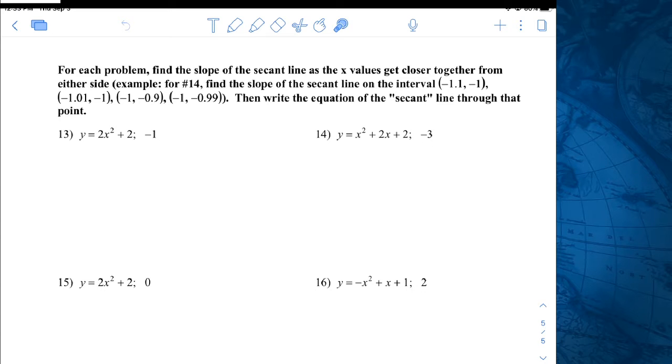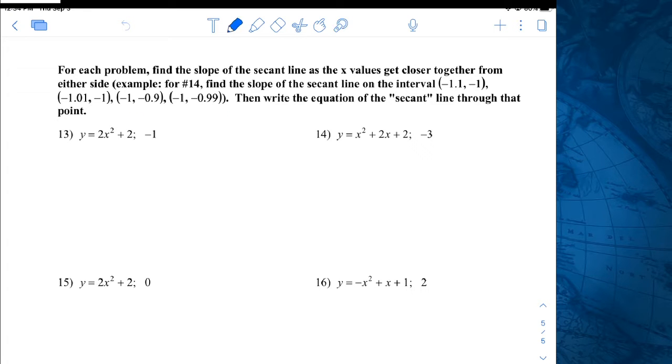So when they say, as the values get closer together from either side, they provide this example. What if you went from negative 1.1 to negative 1, right? That's a difference of 0.1. Or what about negative 1.01 to negative 1? So now the difference is only 0.01. So it's a much smaller gap between the 2 points, a more accurate secant line closer and closer to that tangent. But they want you to find it from both sides. So don't just add 0.1 and 0.01, also subtract 0.1 and 0.01 from either side.